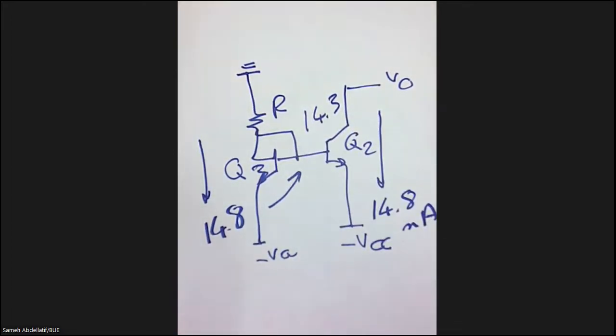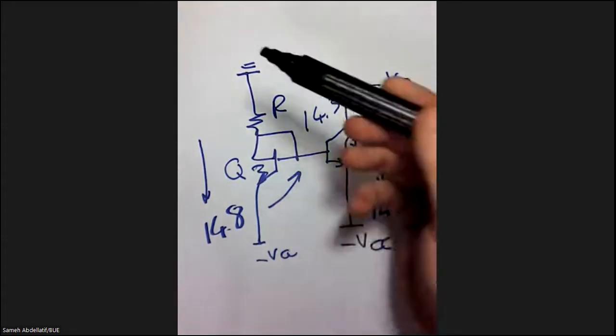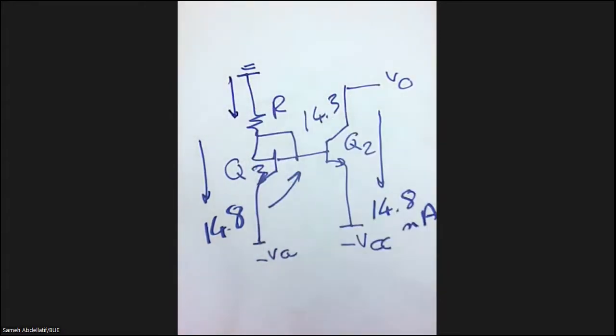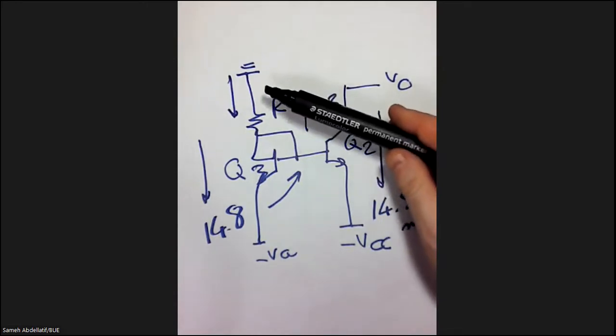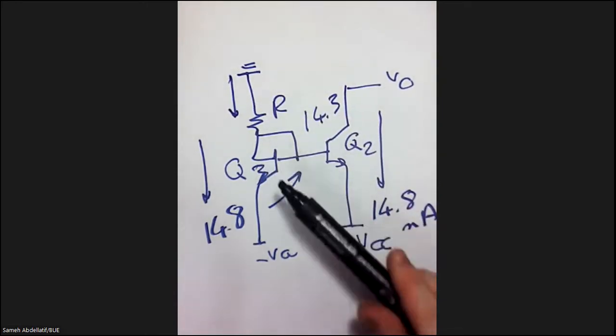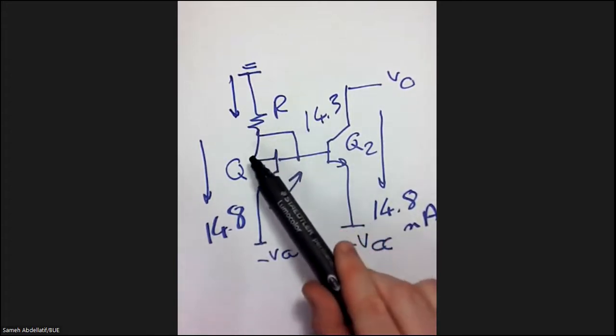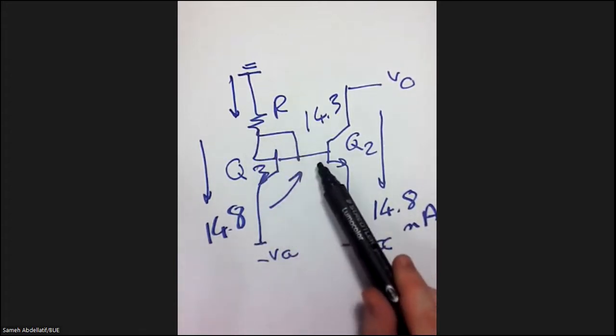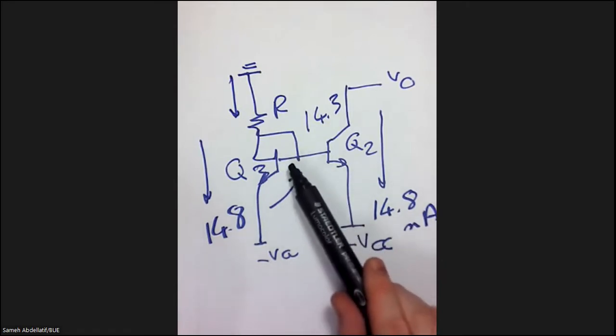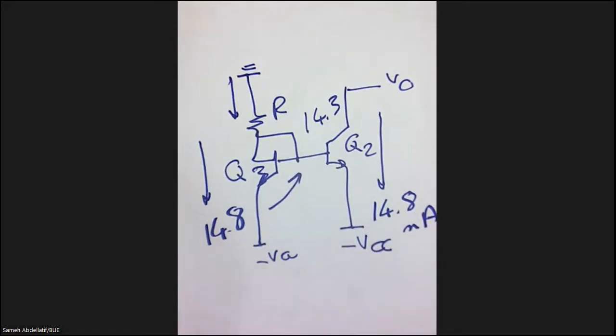So simply speaking, if the transistor Q3 is carrying a current called 14.8, the current flowing in the resistance should be greater than this 14.8, because simply the current flowing in the resistance will split. Some of this current will go to the transistor Q3, and the other current will go to this branch, which includes the base of both Q2 and Q3, which is of course correct.